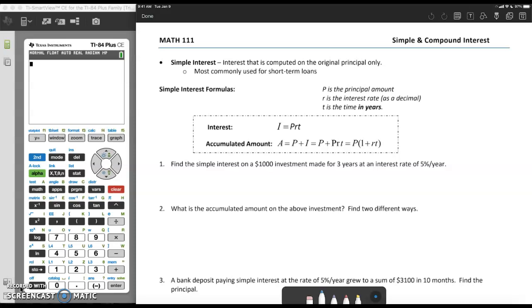This is not something that you would probably run into if you went to the bank to get a loan, but it is certainly something like if you were going to loan a friend money and you wanted them to pay you some interest back, this is something that you might use for that.